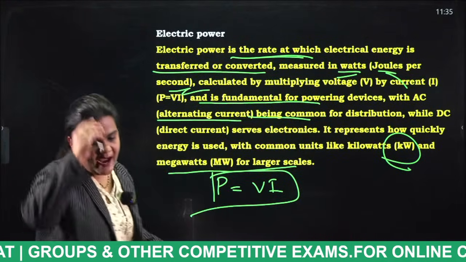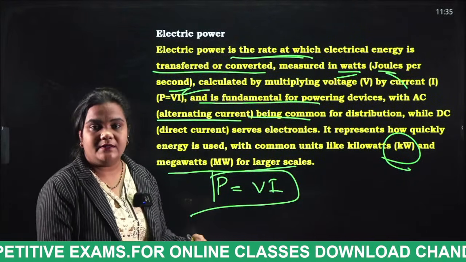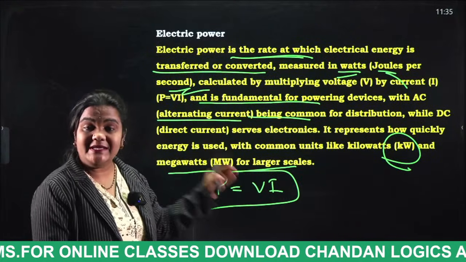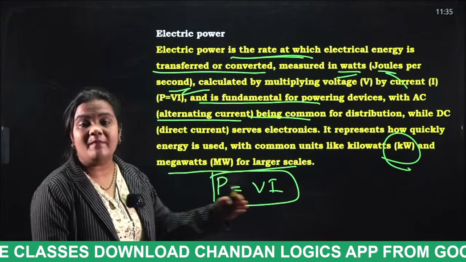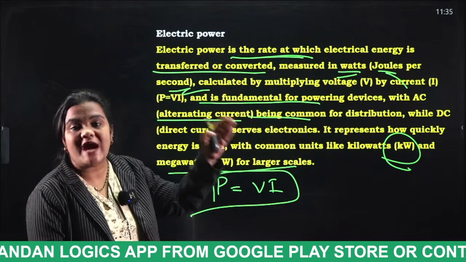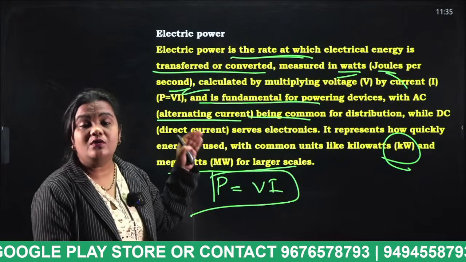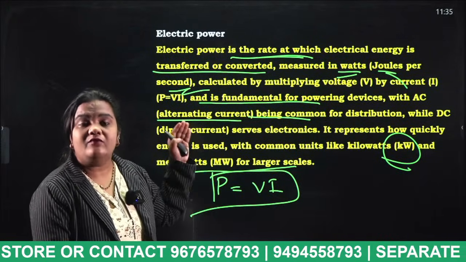And what is the formula, students? Power is equal to voltage into current. So remember this formula. Till now, how many formulas have we discussed? I is equal to Q by T, current is equal to charge by time. And one more thing, V is equal to IR. What is that? Ohm's law.